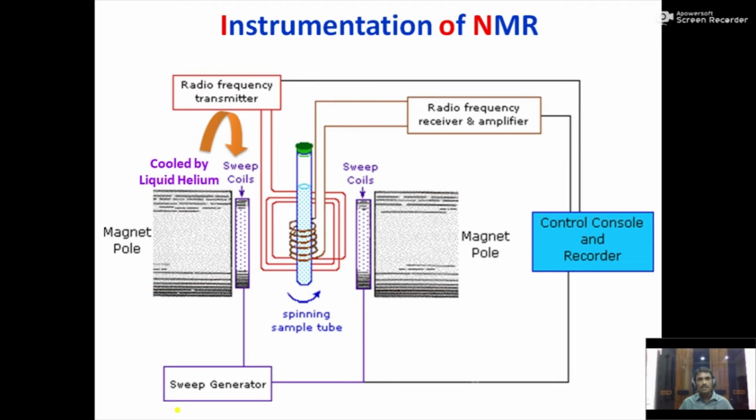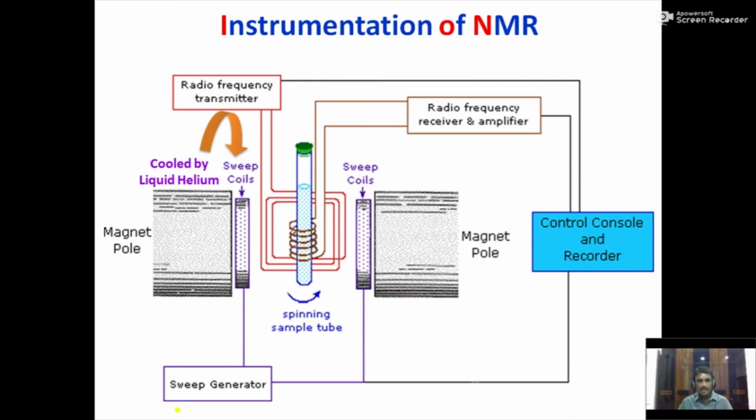Furthermore, the sweep coil is there. You can see that the sweep generator is there. With the help of the sweep generator, we can change the magnetic field over a small scale. See, we have to maintain a homogeneous magnetic field, but we can change the magnetic field over a small range by using this sweep generator.